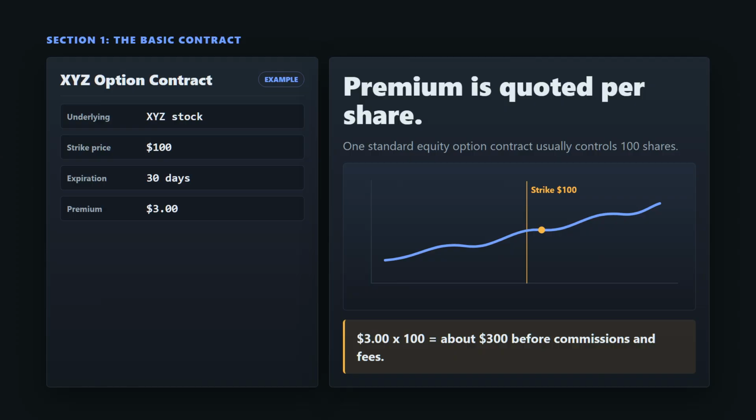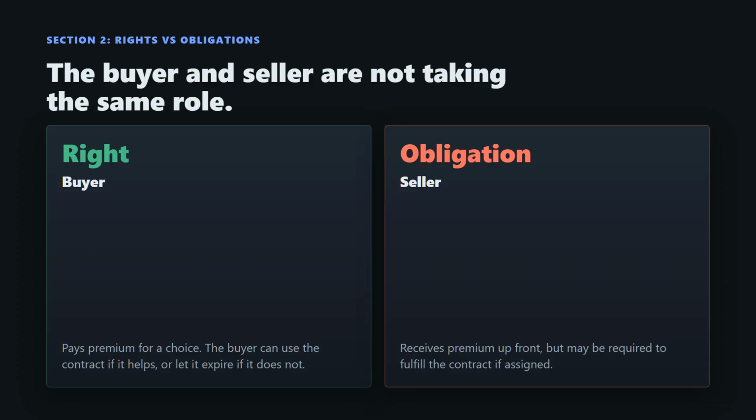There are two main types of options: calls and puts. A call option gives the buyer the right to buy the underlying asset at the strike price before expiration. So if you buy a 100 strike call on XYZ, you have the right to buy XYZ at 100 during the life of that option. Why might that matter? If XYZ rises to 120, the right to buy at 100 can become valuable. But if XYZ stays below 100, that right may not help much.